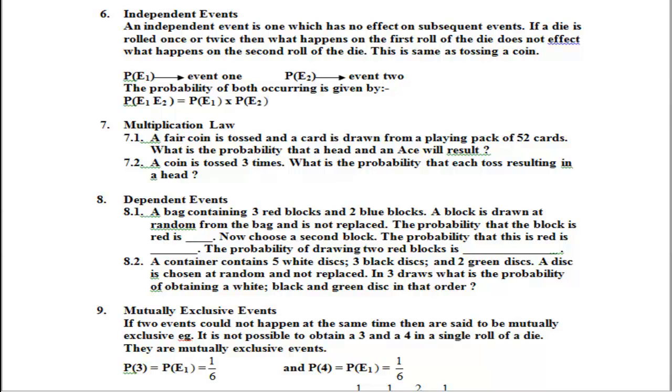Dependent events: a bag containing 3 red blocks and 2 blue blocks. A block is drawn at random from the bag and it is not replaced. Now, the probability that a block is red: there are 3 red blocks and 2 blue, so that is 3/5. Then choose a second block. Now what happens? It means that you've got 2 red blocks and 2 blue blocks remaining, and that means the probability that this is red will be 2 out of 4.